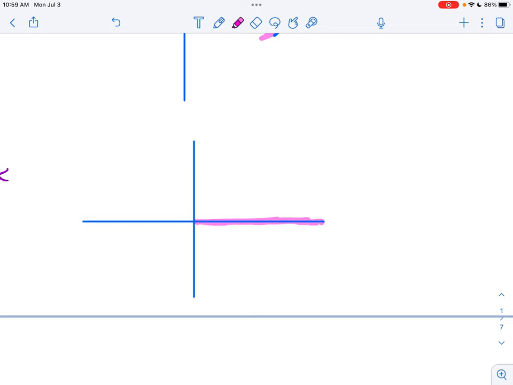One side goes like this. 150 degrees, and you don't need a protractor, just do your best. 150 degrees would be almost the full 180. It's pretty close. So something like so would be in the neighborhood of 150 degrees in standard position.